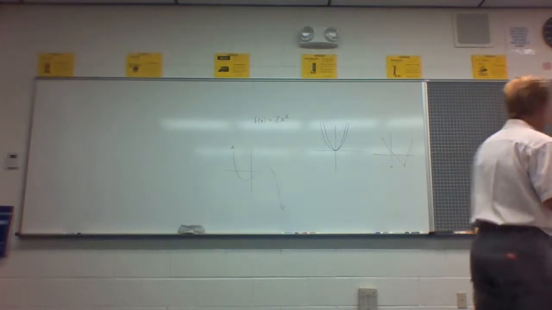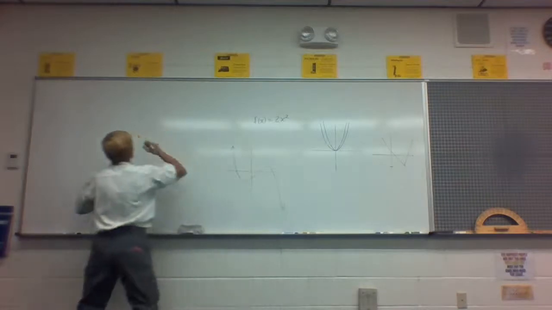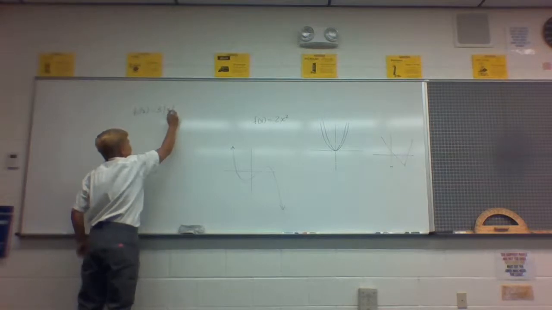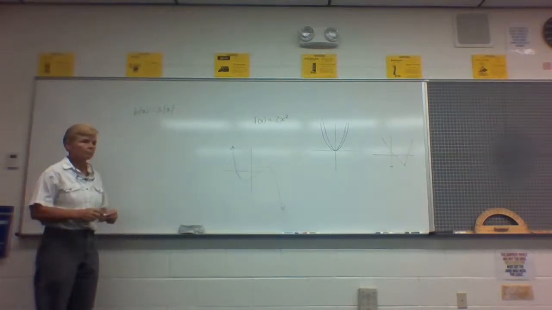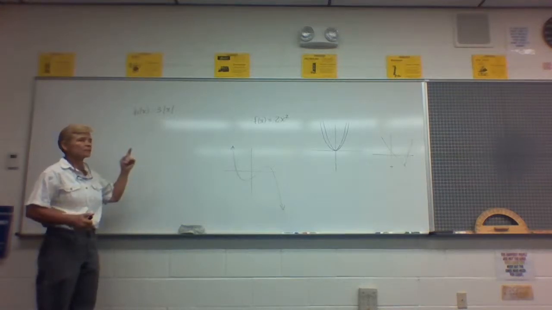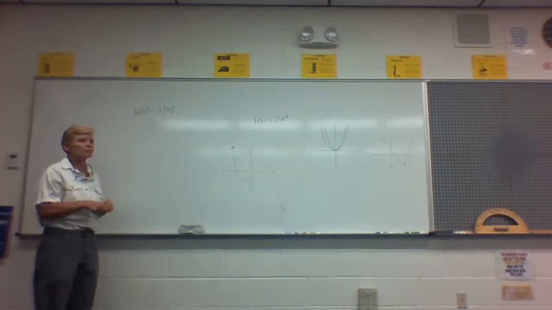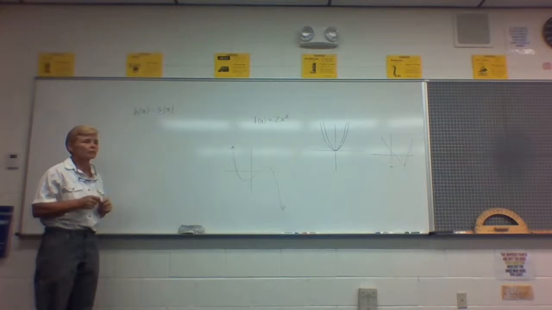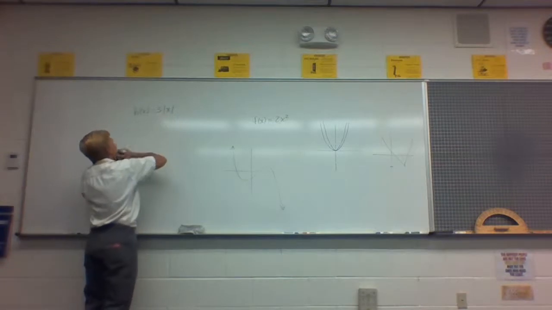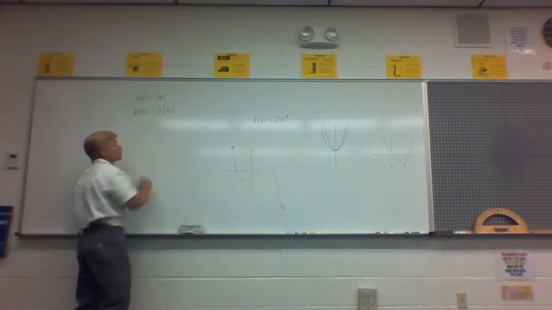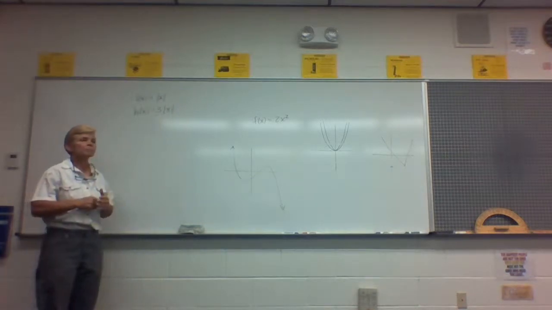H of x equals 3 absolute value of x. What's the parent function for this? Absolute value of x. What is different from this compared to the parent? What makes this different? Okay, don't describe the graph. How is this different? It's got a 3. How is this different from this? This is the parent function. I'm talking about the writing of the actual function this way. What makes it different? The 3.